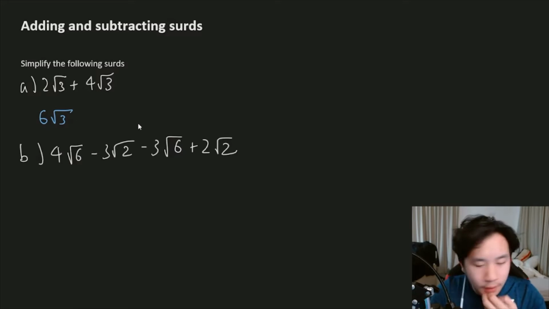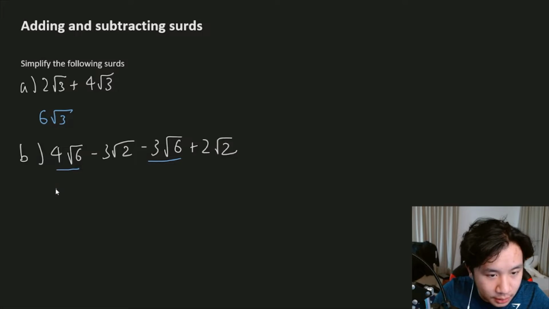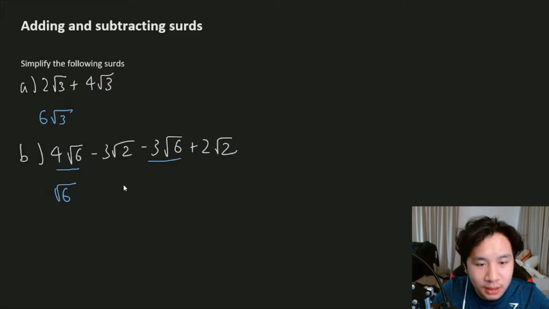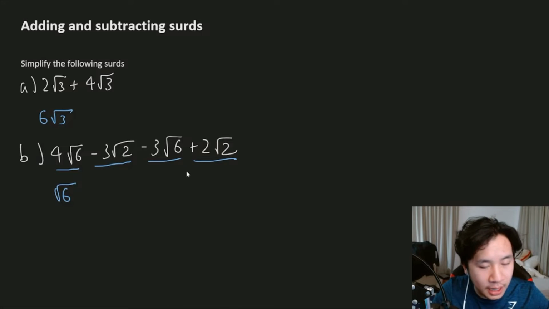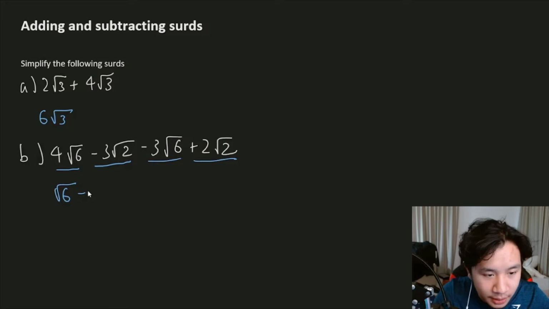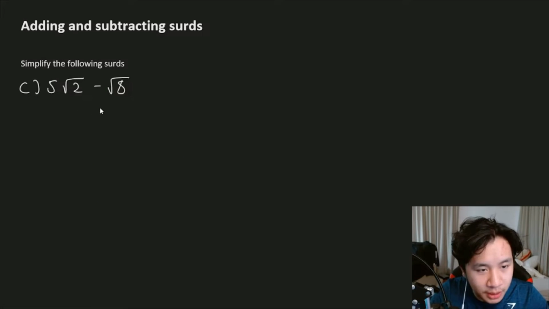Very simple. Okay, this one looks a bit more complicated, but it's not that hard. So you just want to collect the like surds. This one has a square root 6, and this one has a square root 6. So then you want to do 4 minus 3 root 6, which is just square root 6. Do not write a 1 in front of it. Please do not do that. And then we have this minus 3 root 2, and then this plus 2 root 2. Adding these two together, you get minus root 2. Very simple.